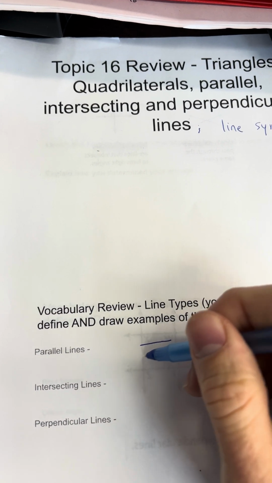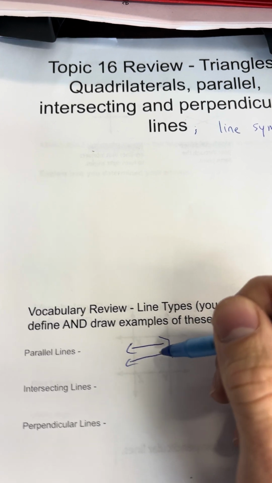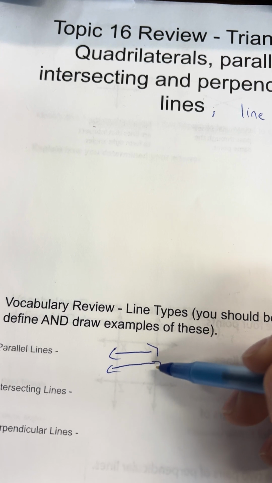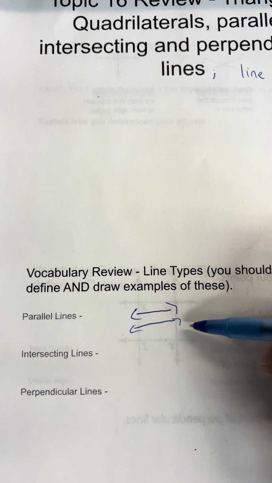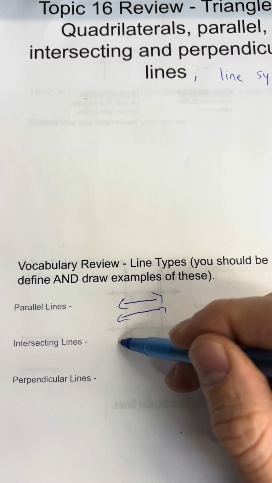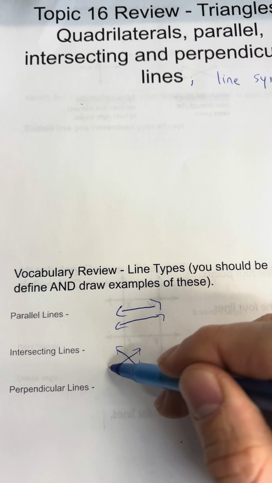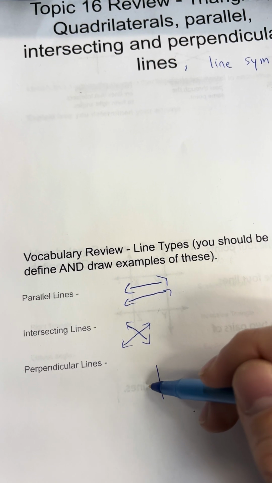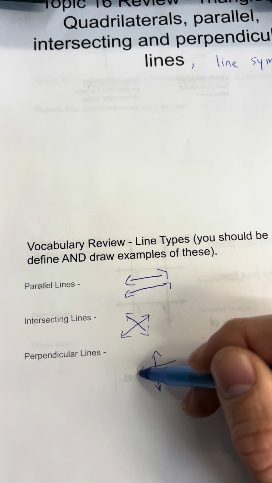Parallel lines are lines that never cross. Right? So we have a set of parallel lines. Obviously, it's not extremely perfect because I just drew it by hand. But these lines, if drawn correctly, will never intersect, never cross. Intersecting lines are lines that cross at one point, and perpendicular lines are a special type of intersecting lines that cross at a right angle.